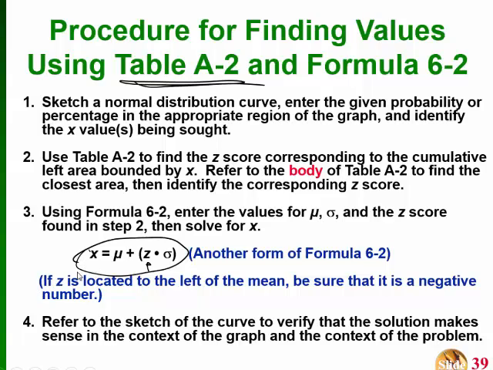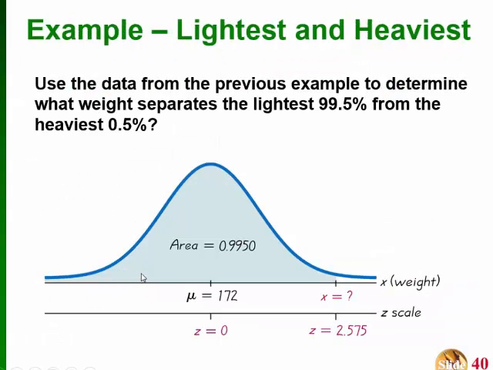Anyways, we're actually not going to do that, so let's take a look at this problem where if we use the same data, we want to know what determines the weight that separates the lightest 99.5% from the heaviest 0.5%. So we're going to use, just like we did before, the inverse norm, but instead of having a mean of 0 and standard deviation of 1, we're going to put in a mean of 172 and standard deviation of 29. So let's take a look at that.